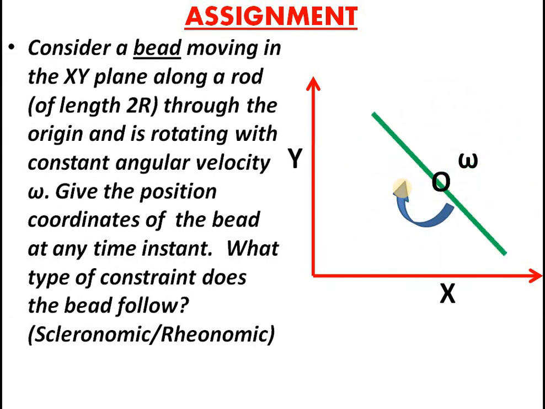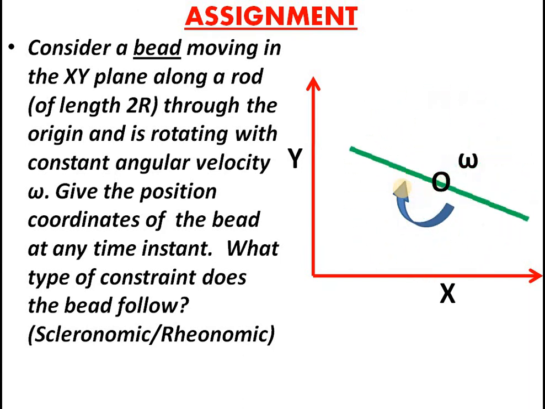Now this is the question. Consider a bead moving in the xy plane along a rod of length 2r to the origin, and it is rotating with constant angular velocity omega. Give the position coordinates of the bead at any time instant. So there are certain constraints acting on it. The question is oriented about the constraints.